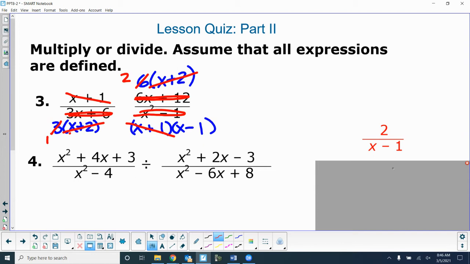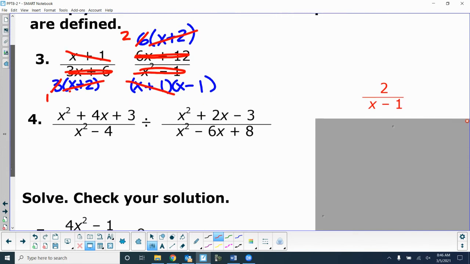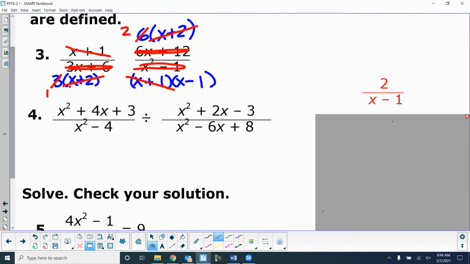Now, what do I have to do on this one? On this division? Reciprocal, right? Okay. So, I'm going to go ahead and factor this as I go. Are there factors of positive 3 that add up to 4? 3 and 1, right? That's a difference of squares, right?